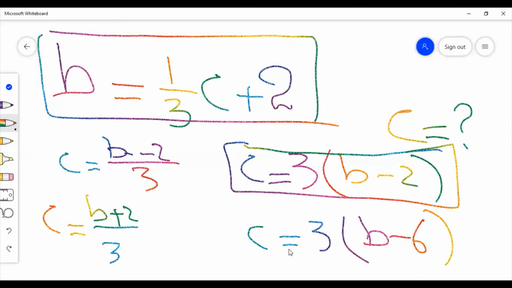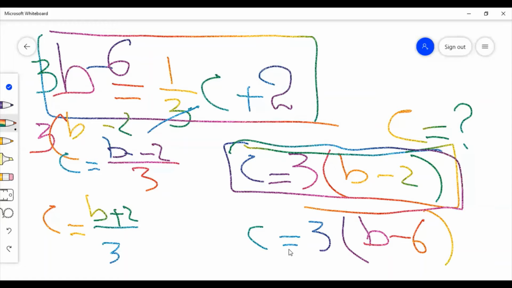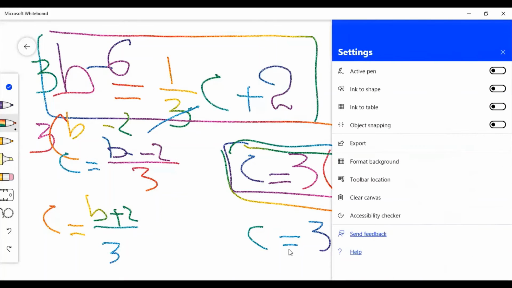It's very simple, because if you multiply the whole equation by 3, you will get 3b, and this will be gone, and the 2 will come over here as 6, so this will be minus 6. If you take 3 as common, you get 3 into b minus 2, and this is the only option. So good work. Now let's see what the next question is.